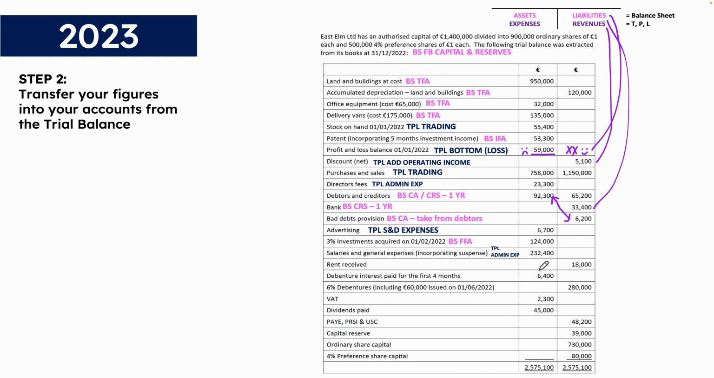Rent received, so they're very nice to you. They've actually given you the word received here, but if the rent was on the credit side without the word received, you should know that it was rent received because it is on the revenue side.